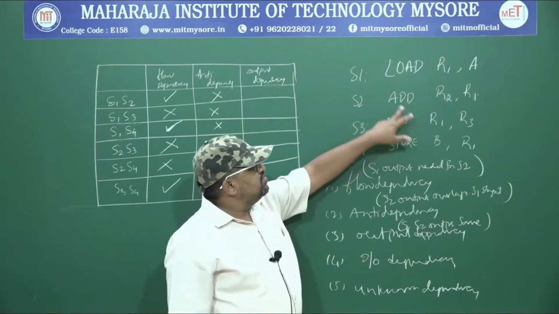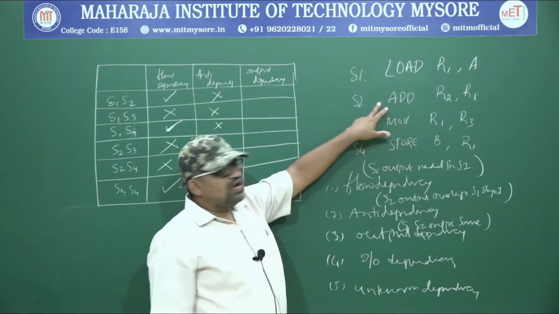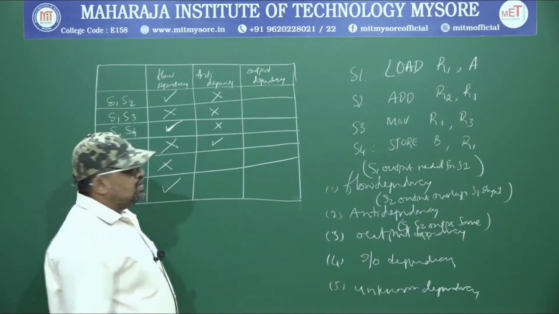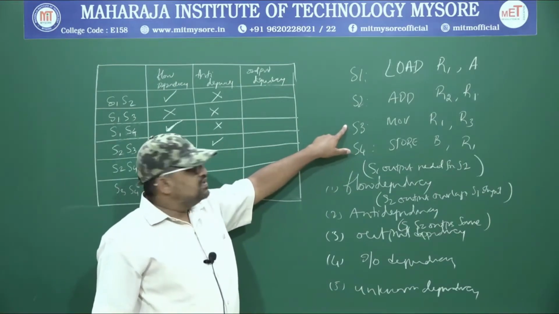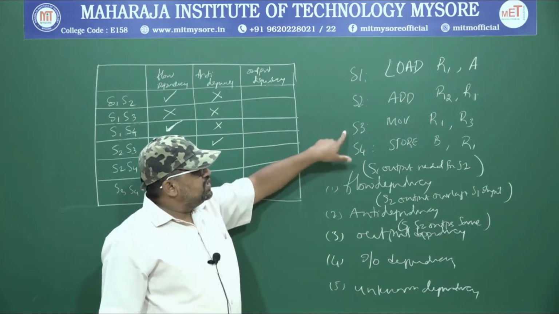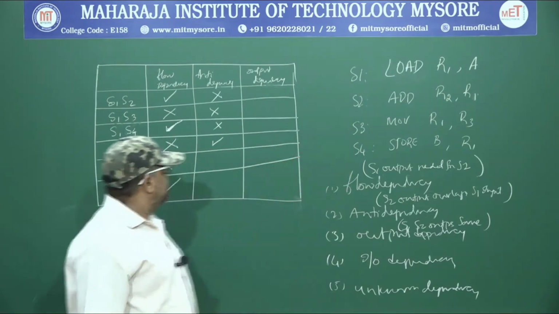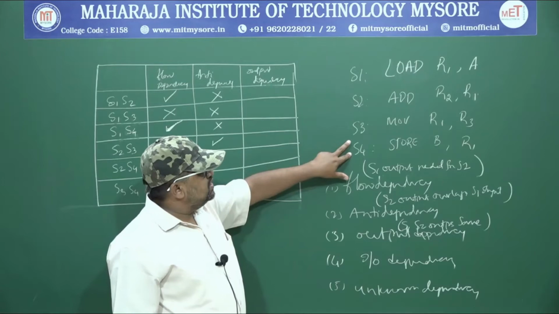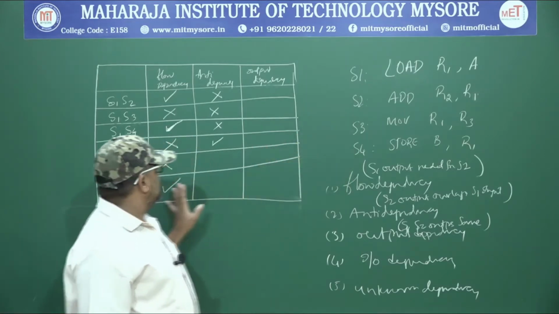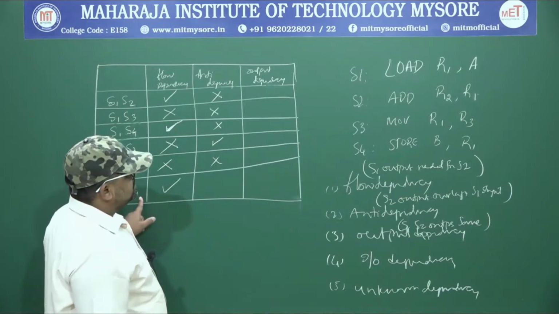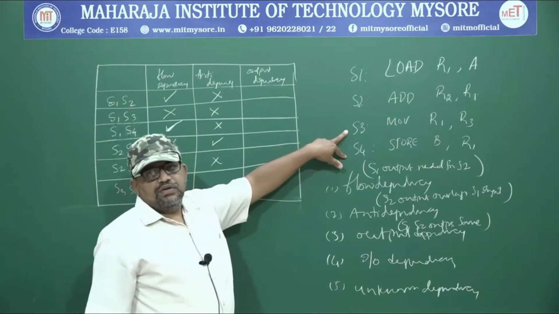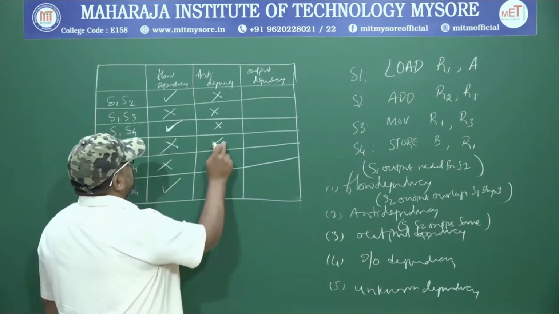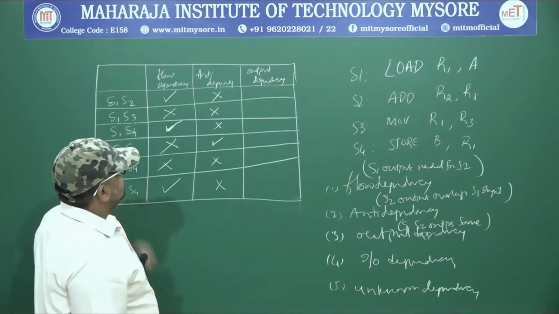Similarly S2 and S3, the output is R1, but here it is an input, so it is overlapping. S2 and S3 are overlapping, the output and input. Similarly S2 and S4, S4 is R1, but here R1 is input, no, it is not overlapping. Similarly for S3 and S4, is there any overlap? No, because the output is a memory location that you are writing, but here no overlap. So there is only one anti-dependency, with S2 and S3.